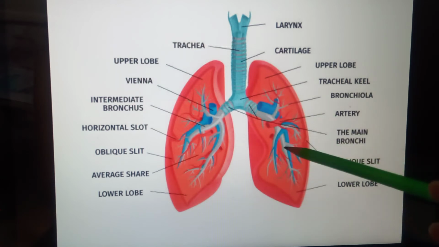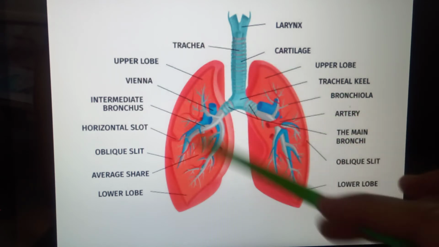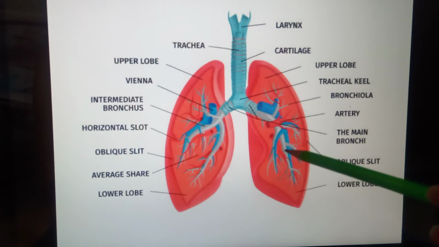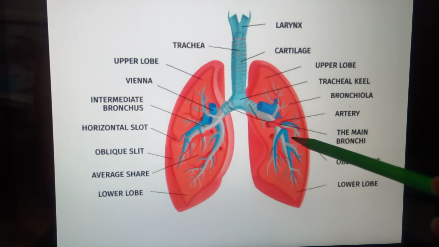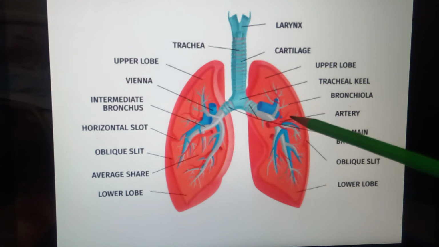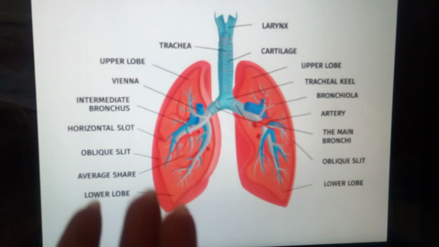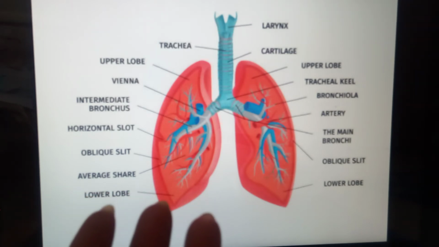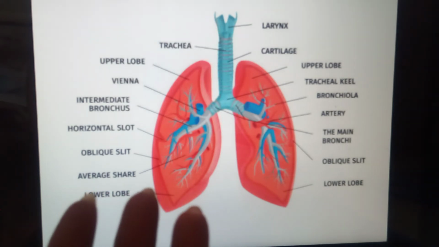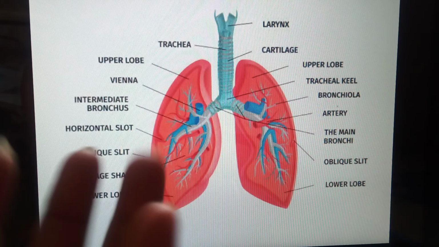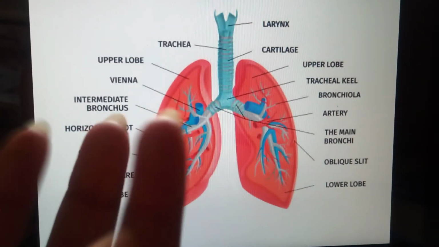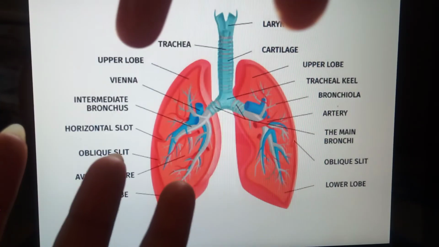Now I mentioned the pleural sac. So what is the function of the pleura? The pleura prevents friction between the chest and the lungs. You can take two glasses, pour some water on one and place the next glass on it, and you can see they don't have any friction.